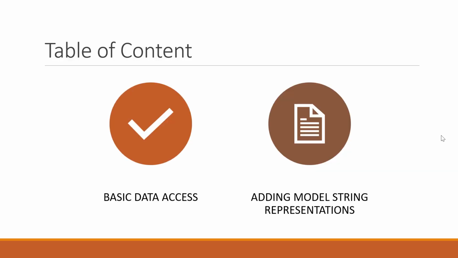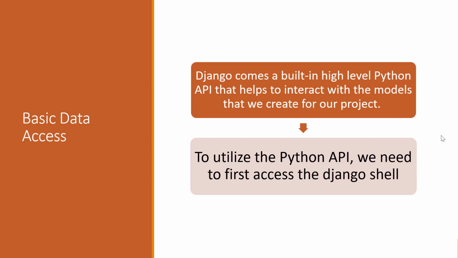So without any further delay, let's jump to the topic. Basically, Django comes with a built-in high-level Python API that helps to interact with the models that we have created for our project. Now, to utilize this Python API, we need to first access the Django shell, and for this we need to execute a command. So let's discuss how we can access this Python API.